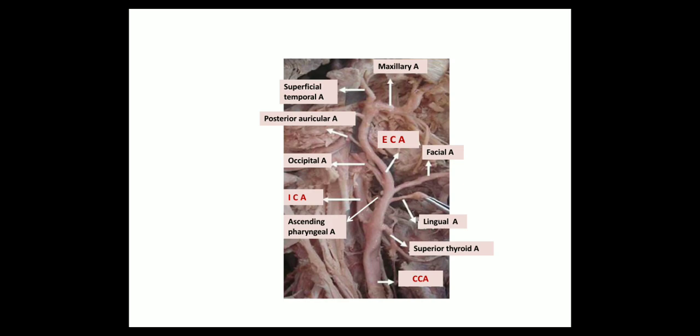So this is the picture showing the branches in the dissected specimen. The CCA represents the common carotid artery, the ICA internal carotid artery, ECA external carotid artery. The branches of the external carotid artery are represented in black color.